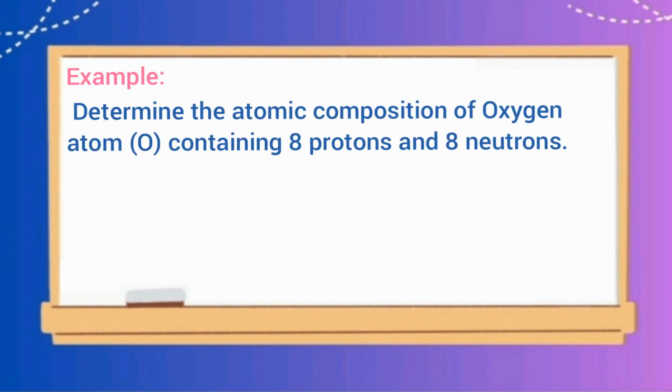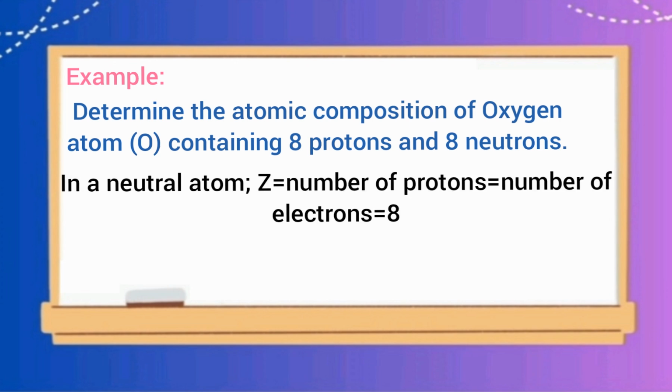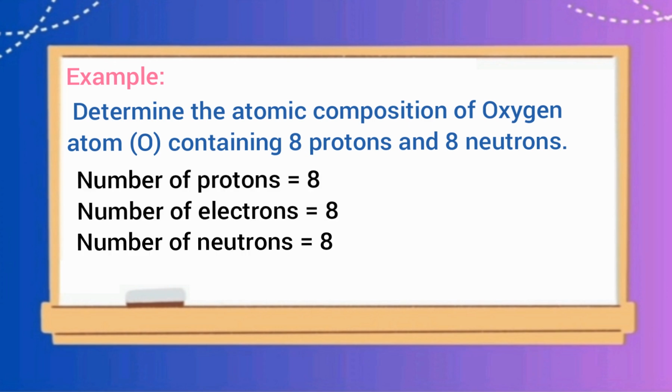For example, when determining the atomic composition of oxygen, which has 8 protons and 8 neutrons, we find out that we have the number of protons and the number of neutrons, and we have the number of electrons missing. So now we can use the rule. In a neutral atom, Z equals number of protons equals number of electrons equals 8. And now we can write that the atomic composition of O is that the number of protons equals 8, number of electrons equals 8, and the number of neutrons is also 8.